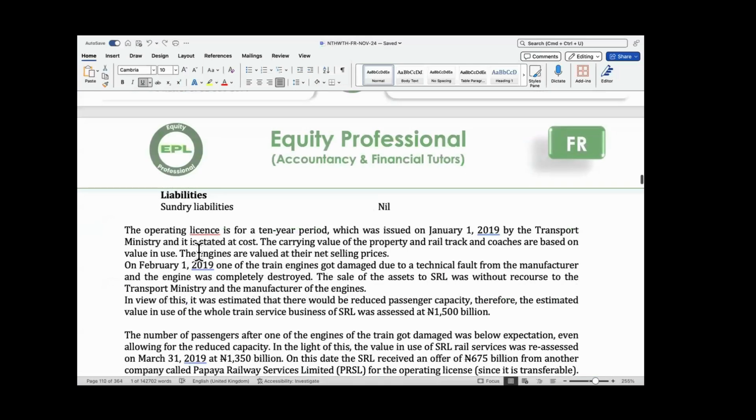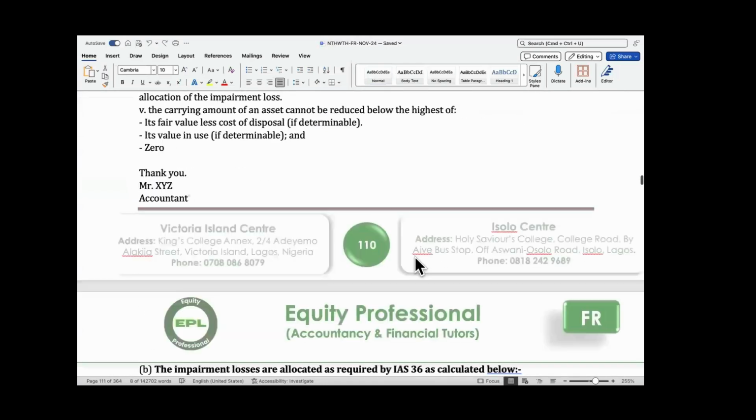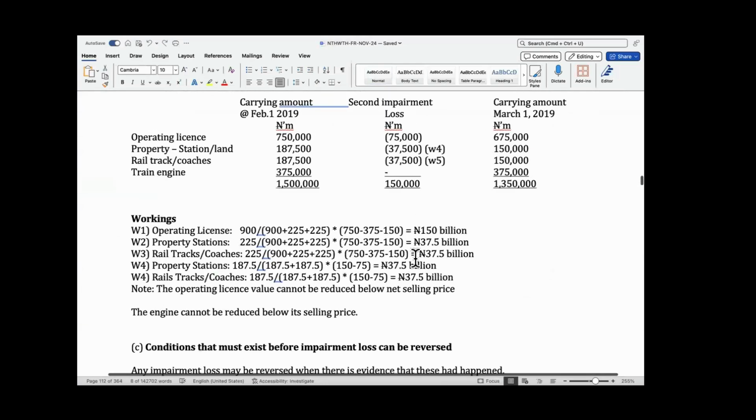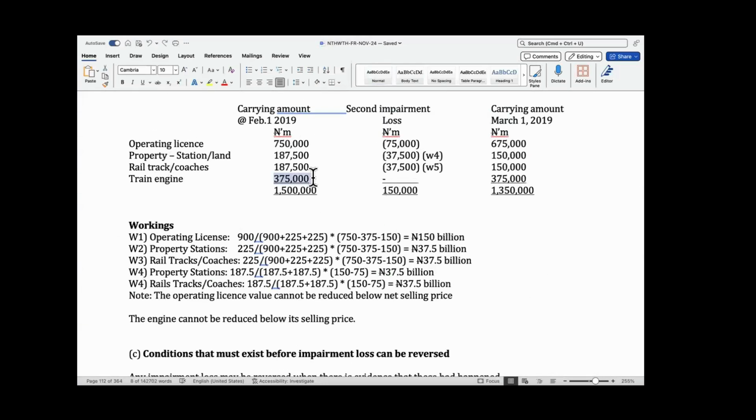So they said that the engines are valued at their selling prices. Okay. So this 375, you cannot reduce it below this 375. Otherwise, we'll be undervaluing our asset. So that's why we did not allocate any impairment loss here. So the train engine is untouched.